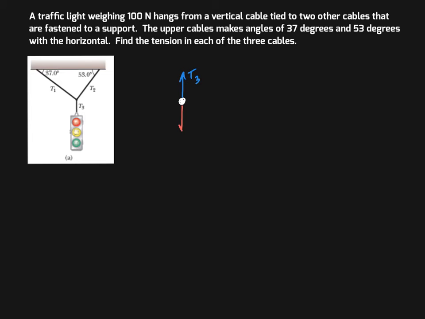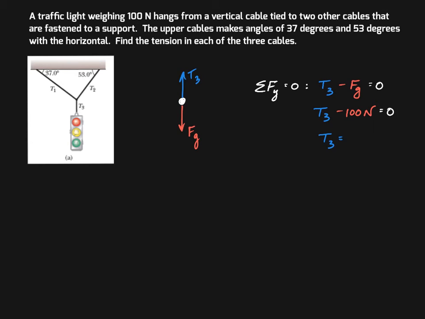We have force of gravity going down. So we can write our equilibrium equation for this free body diagram, and we're going to have T3 minus Fg is equal to 0. And then we can just plug in what we know. So we don't know T3, however we do know that our light weighs 100 newtons.